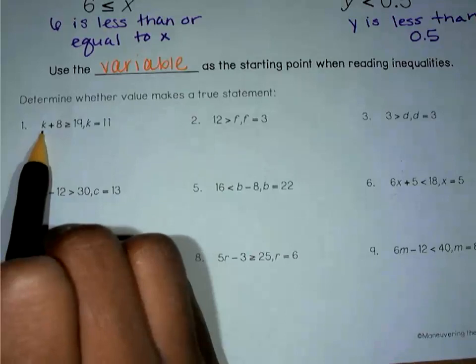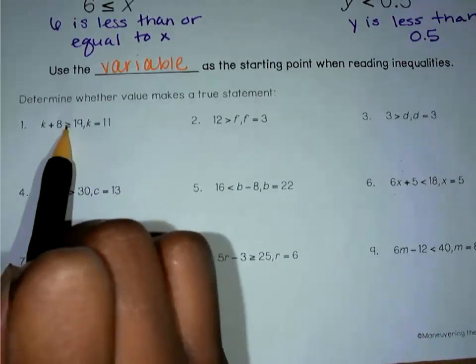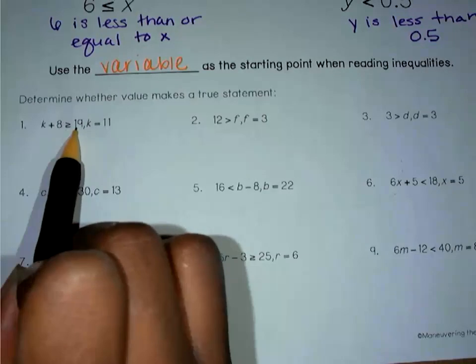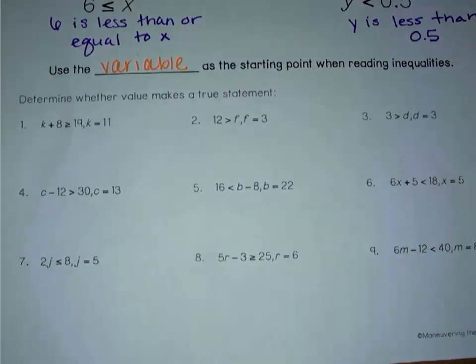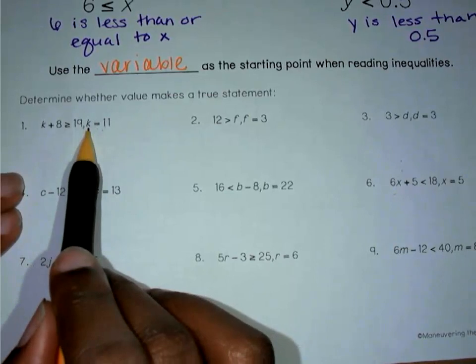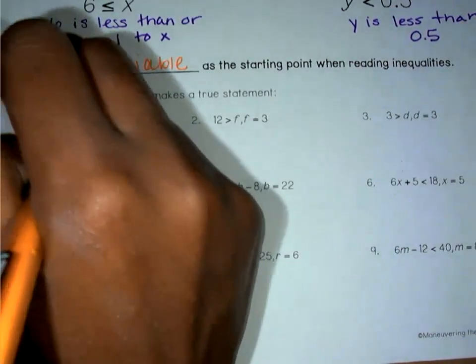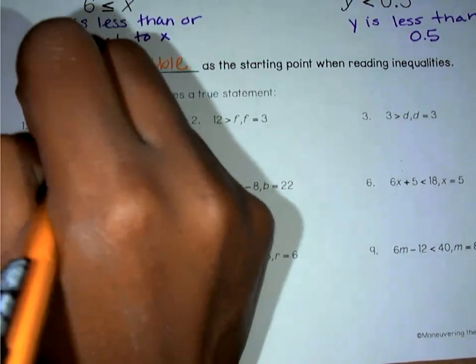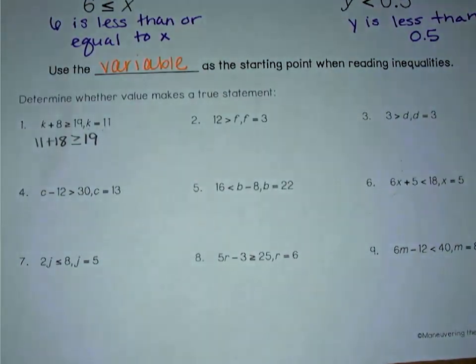It says k plus 8 is greater than or equal to 19. And now it says k equals 11. Remember how we always exchange the letter with the number. So now let's rewrite it because k equals 11. So wherever you see k, put 11. So you have 11 plus 8 is greater than or equal to 19. That's what you will now see.